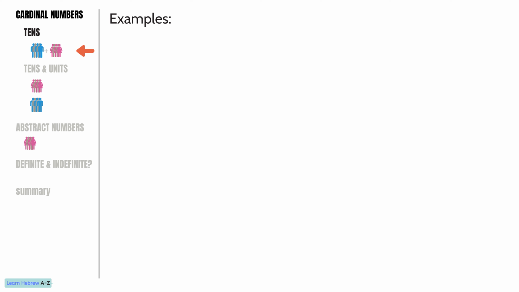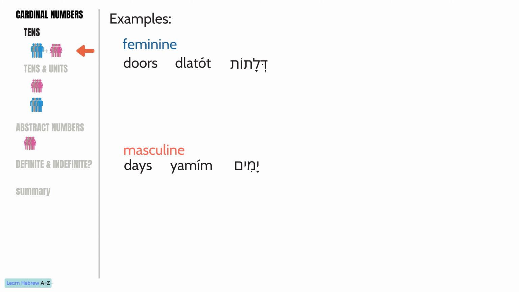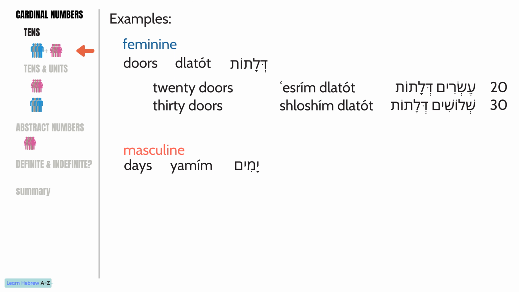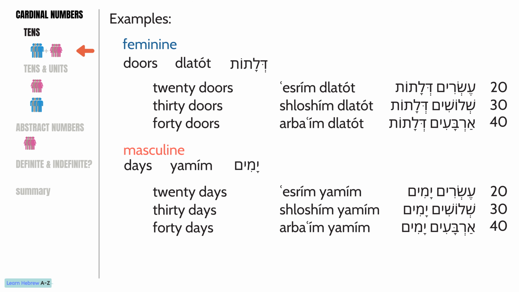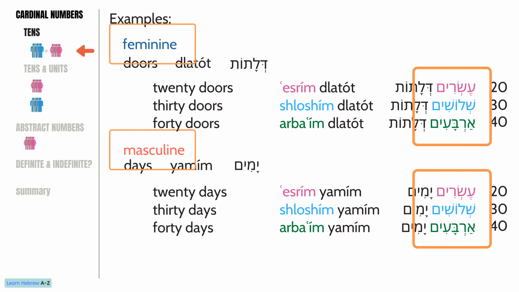Let's take two nouns. One will be of the feminine gender, דלתות in this example, and the other noun will be of masculine gender. Let's take ימים. 20 דלתות, 30 דלתות, 40 דלתות, and so on to 100. Now, 20 ימים, 30 ימים, 40 ימים, and so on. The key point here is that we use the same numbers to denote nouns of both genders.